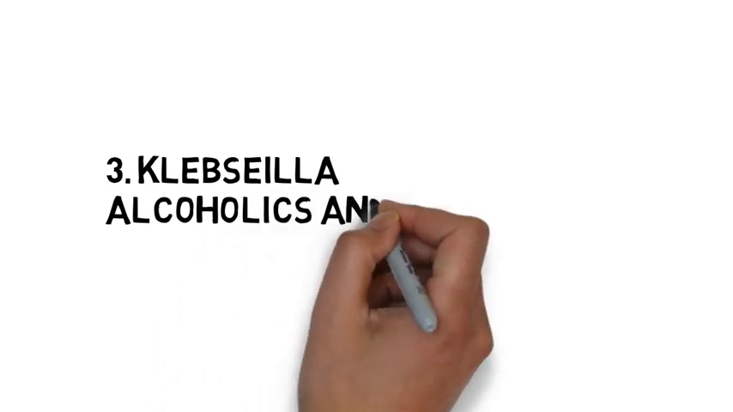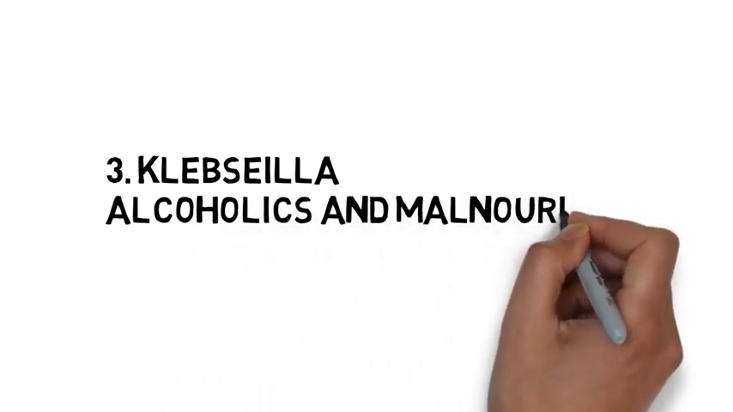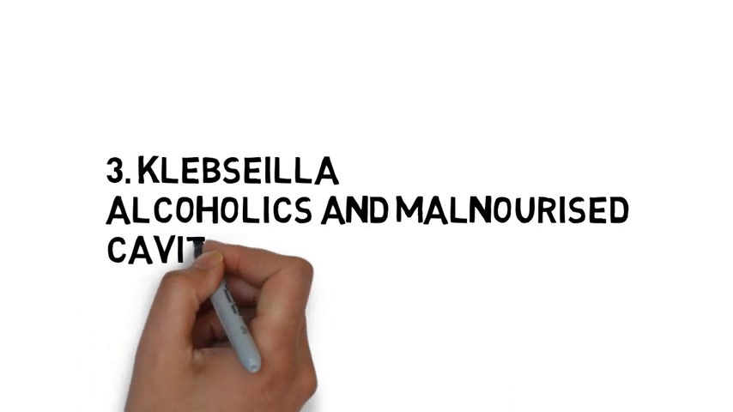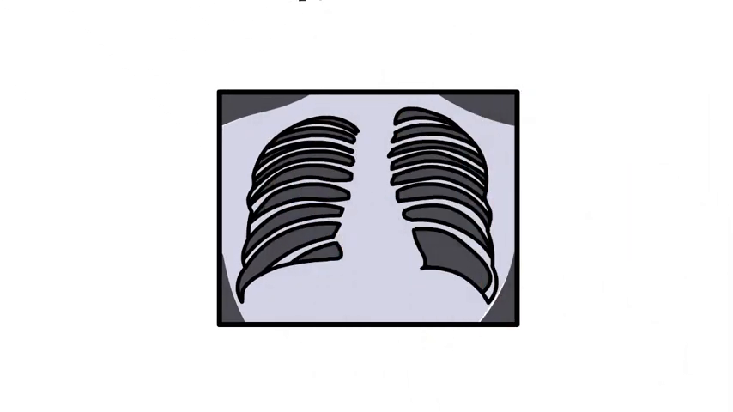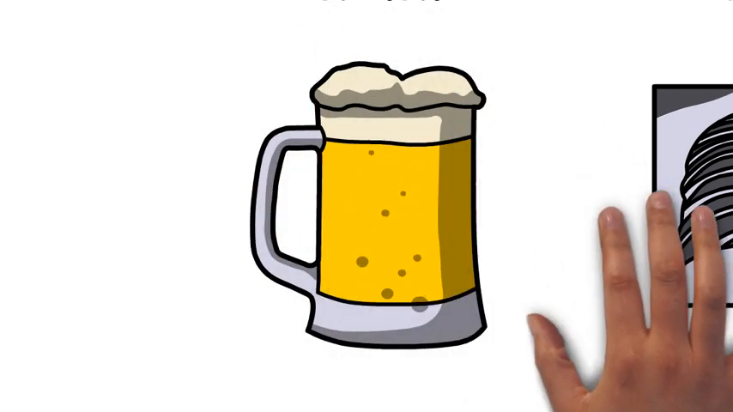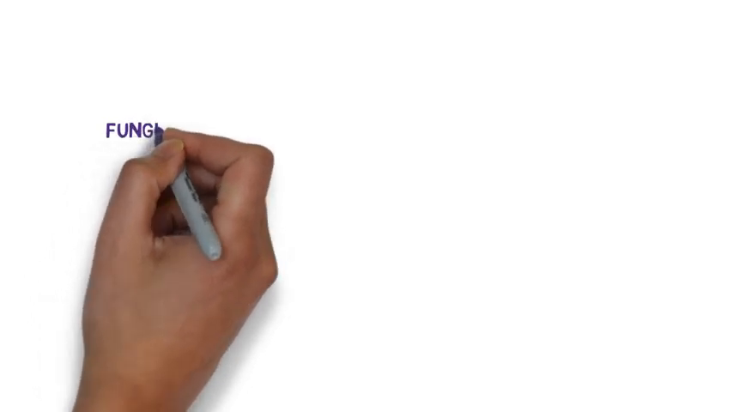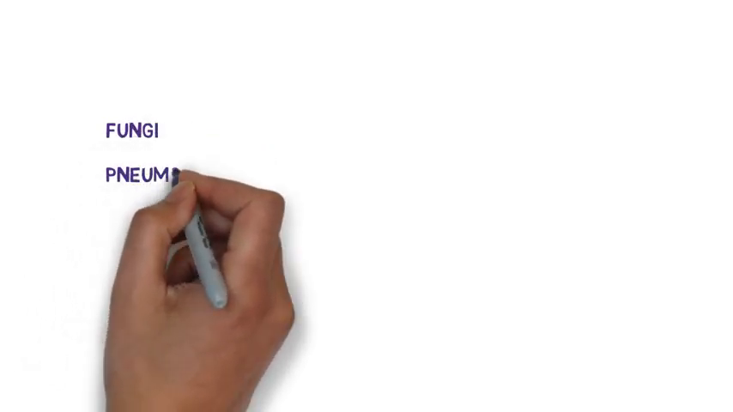Klebsiella pneumonia is seen in alcoholics and malnourished individuals. This pneumonia is associated with cavitating lesions on chest X-ray, and it's associated with lung abscess and empyema. There are also viral causes of pneumonia and fungi.